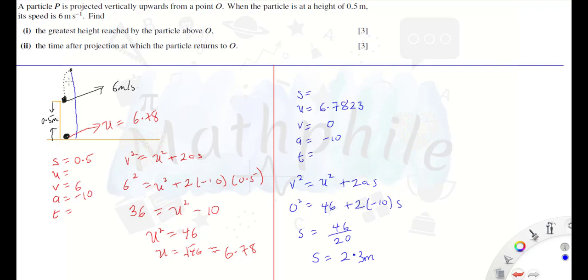Yes. After getting this distance, I'm very sure you're going to get something like 1.8. Yeah, I got 1.8. Then you would have added it to 0.5, and that would have been a shorter procedure.